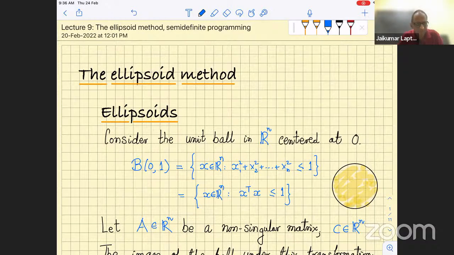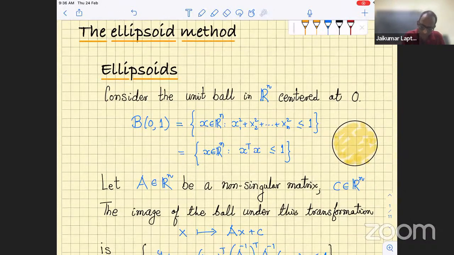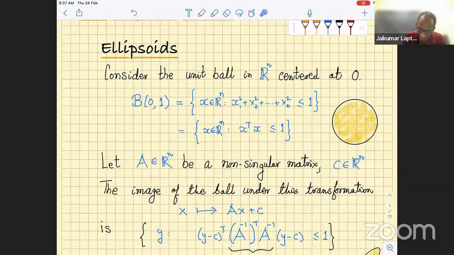So I will just repeat what we said last time. We started with a ball. We had this unit ball in n-dimensional space, and this we understand. It's just defined by the Pythagoras theorem. And we write this Pythagoras theorem in this fashion, because later on, when we generalize to ellipsoids, our equations, inequalities will look very similar to this.